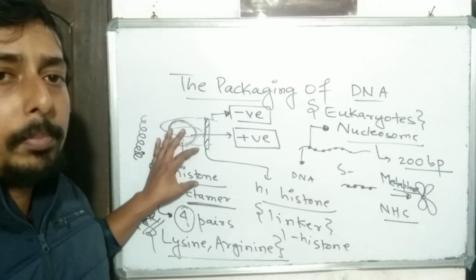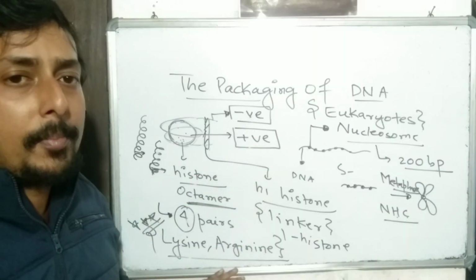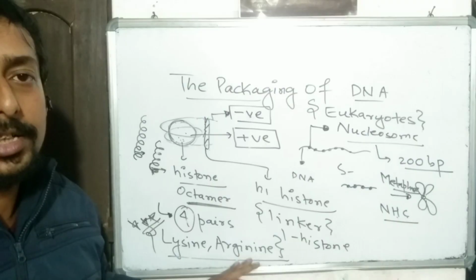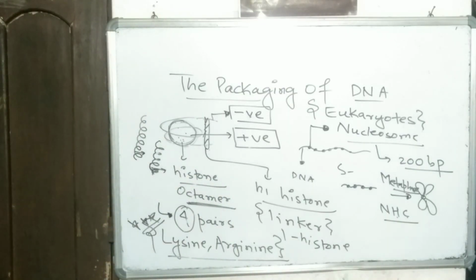Therefore, histones are basic proteins. Why are they basic? Because they have basic kinds of amino acids. What are those amino acids? Lysine and arginine. This was the first question. Now, next question, let's see.